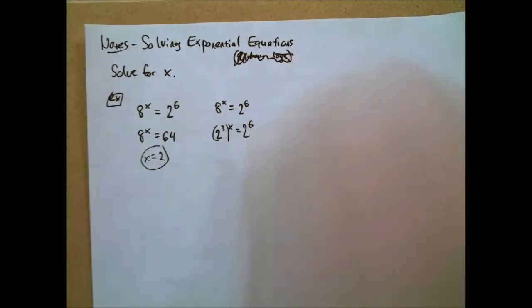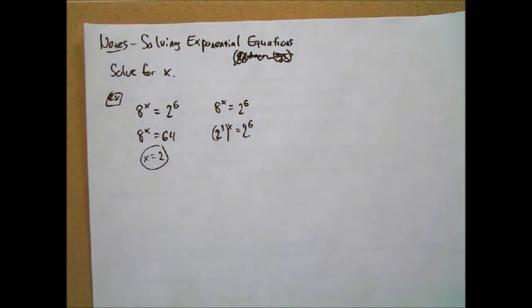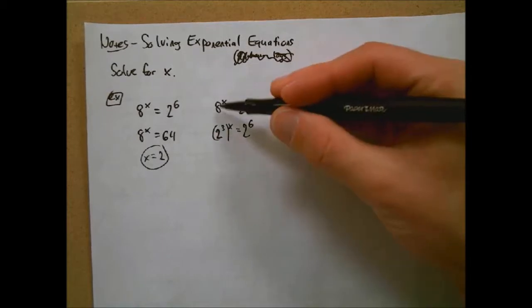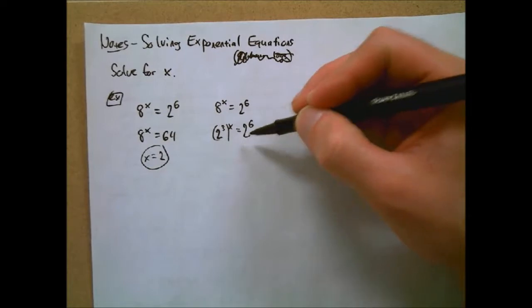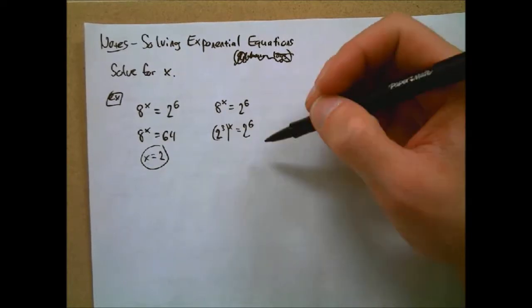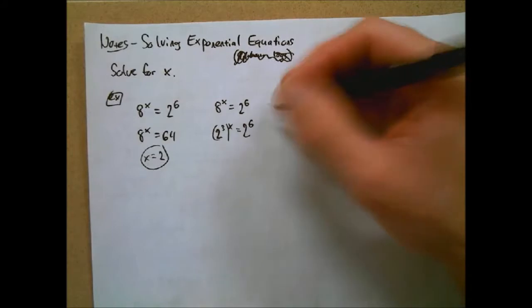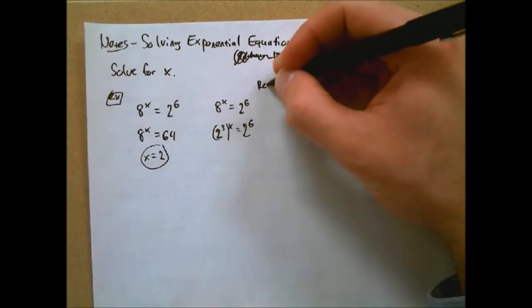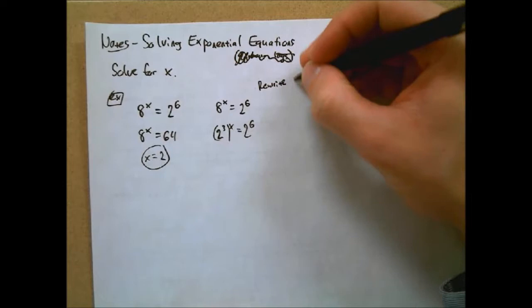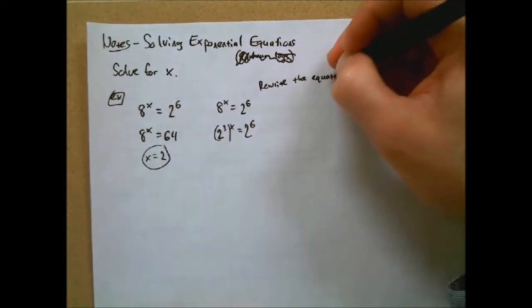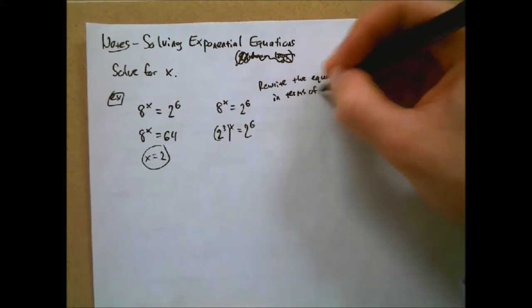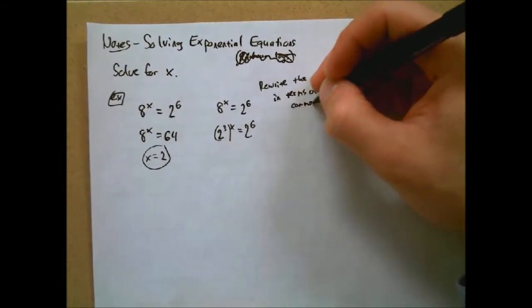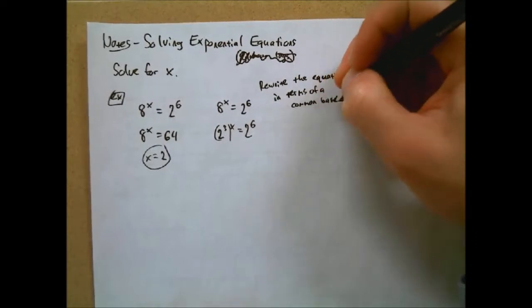Okay, so the goal here is to take the base, 8, and rewrite it as a power of 2, because we can. We can rewrite 8 as a power of 2, and then we also have a power of 2 over here, right? So essentially we're trying to get a common base. So this strategy, you can say it's like rewrite the equation in terms of a common base. In this case, 2 was possible. Now, it's not always going to be possible to rewrite in terms of a common base, right? But in this case, we can.